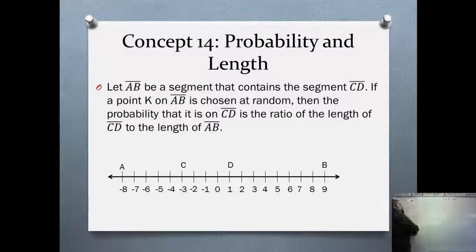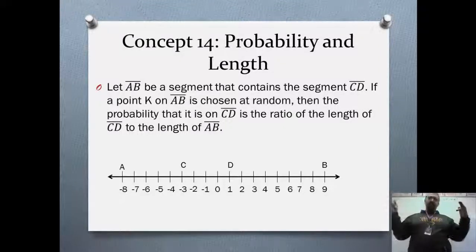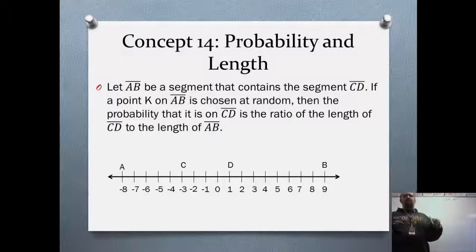So for instance, in this picture here, if I would look at that number line, if I would choose from anywhere on that number line, from A to B, what's the likelihood it's on segment CD? Well, that's the length of segment CD divided by the length of AB. That's how likely it is that a randomly chosen point is on segment CD. So, using these words up here, it says, let segment AB be a segment that contains the segment CD. If a point K is chosen randomly on the big segment AB, then the probability that it is on segment CD is going to be the ratio of length of CD to the length of AB.